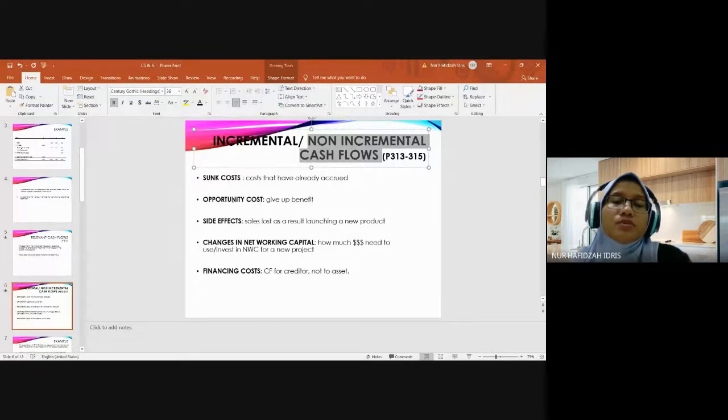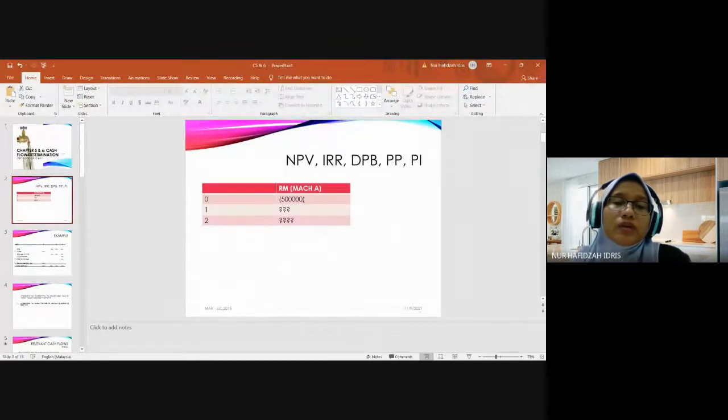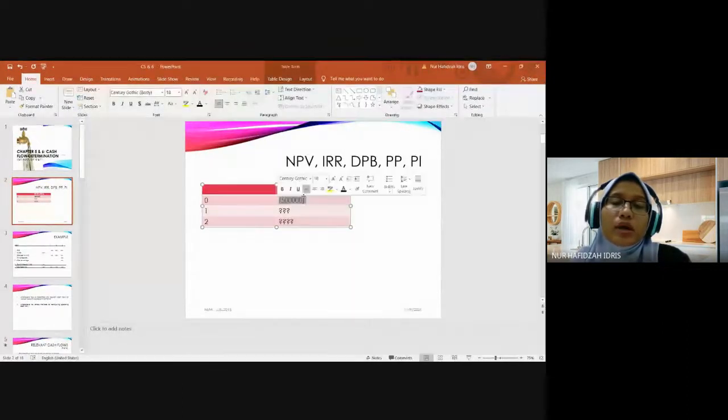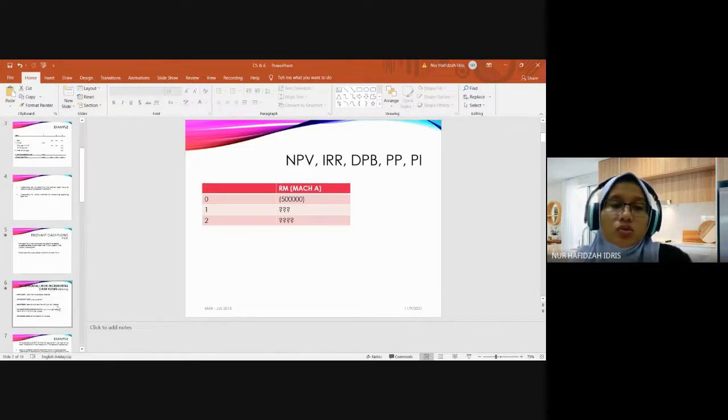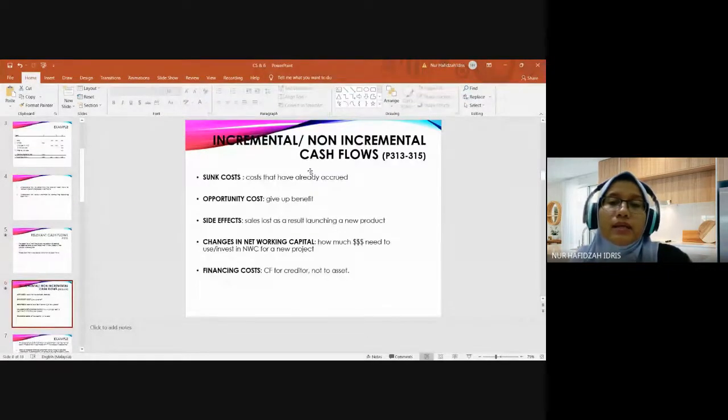Opportunity cost. So opportunity cost, this is without benefit. For example, the simplest example, 500,000. You have 500,000. Currently you have an option whether you want to buy the machine with the cost of 500,000, or you can invest this 500,000 to buy another share in Bursa Malaysia or so on, in the financial market. So this 500,000, we call this the opportunity cost. So that is counted as incremental cash flow.